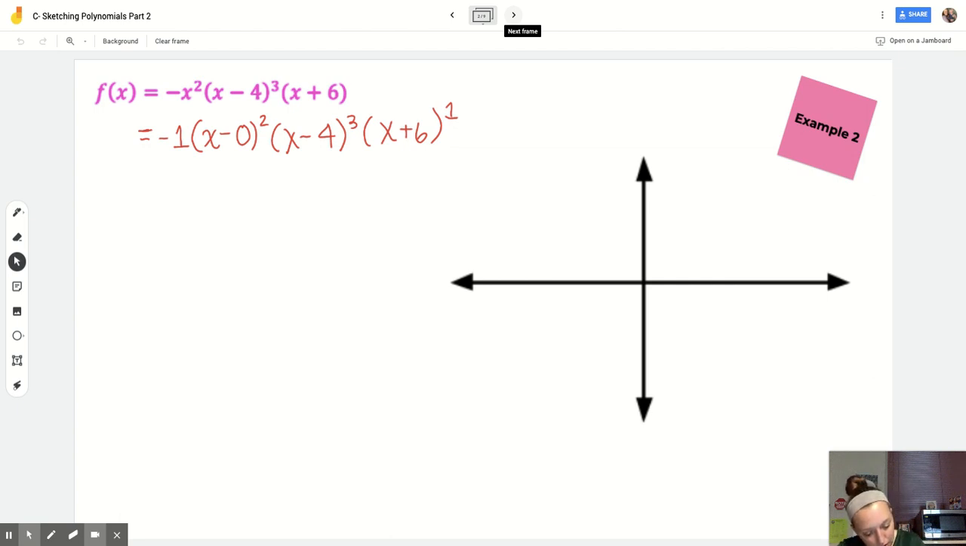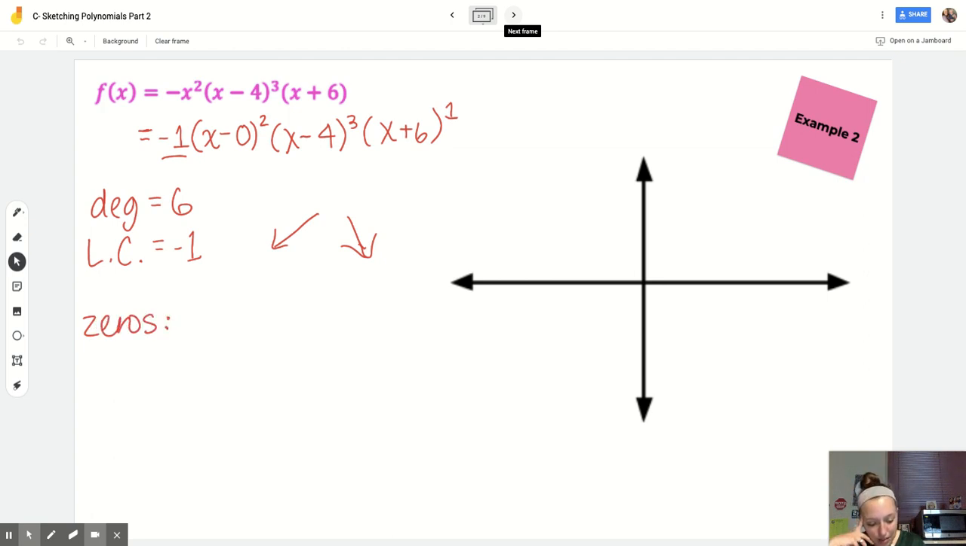So if I add up my exponents, my degree, 2 plus 3 plus 1, that is 6. So we're going to have another even one. Either both ends will be up or both ends will be down. My leading coefficient is -1. So both ends are going to be down. Now I need my zeros.